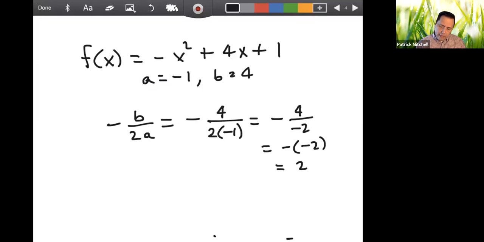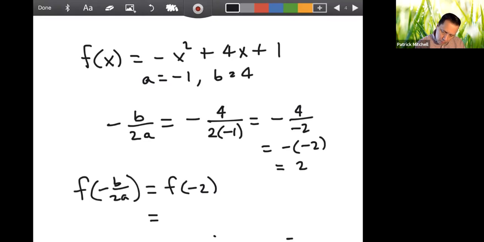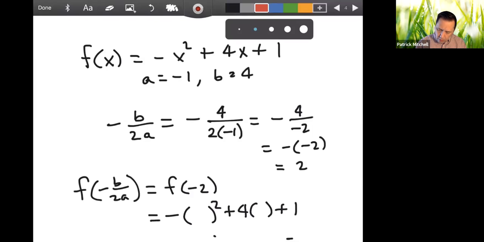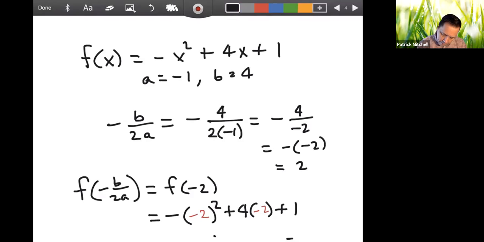And then to find the y coordinate, you just substitute that value back into the function. So it's saying to do f of negative b over 2a. Well, we just figured out that negative b over 2a is negative 2. So I'm going to take my quadratic function, which is negative x squared plus 4x plus 1, and I am going to substitute negative 2 for x, and that is going to give me negative 4. Let's see, wait a minute. No, hold on a second.